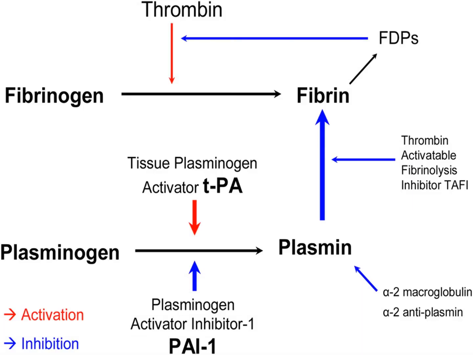We have here an illustration of the different activators and inhibitors of the fibrinolytic system. The activators are indicated by the red arrows, while the inhibitors are indicated by the blue arrows. Now, all of these activators and inhibitors should work together to maintain or to achieve balance during fibrinolysis.